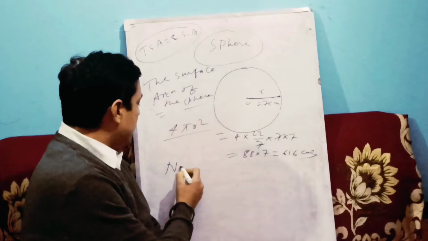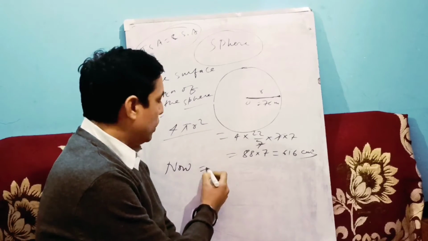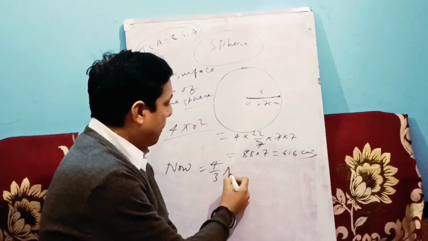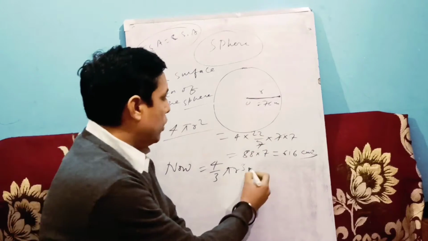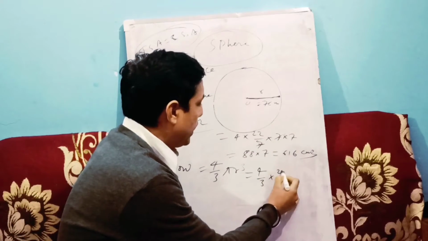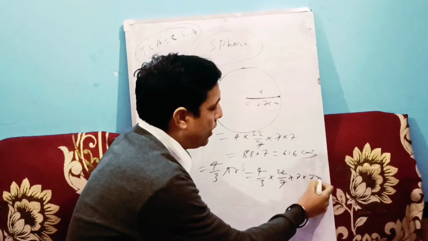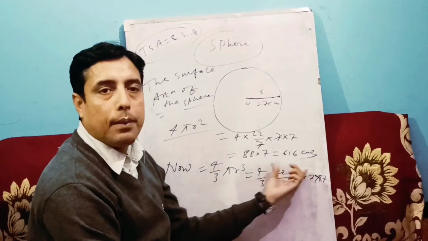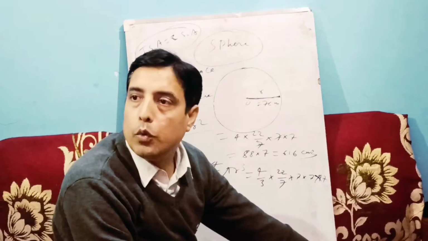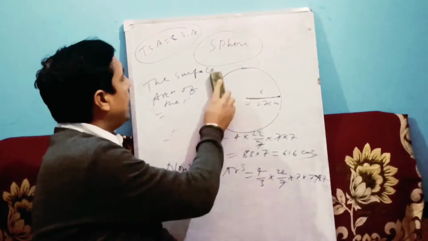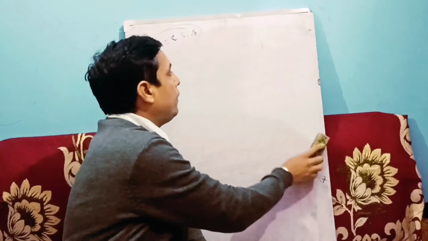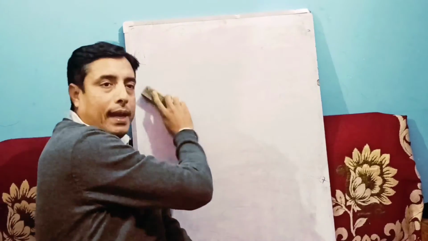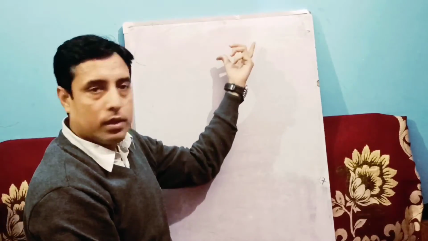Now the volume of the sphere is equal to 4 by 3 pi r cube. Put the value of r as 7 centimeter, so that would be 4 by 3 into 22 by 7 into 7 into 7 into 7. Now it can be easily calculated. This is how you calculate the volume and surface area of the sphere. Today I am giving a very brief introduction about the sphere. If you comment, I will give you a very detailed explanation. So now the sphere is over.